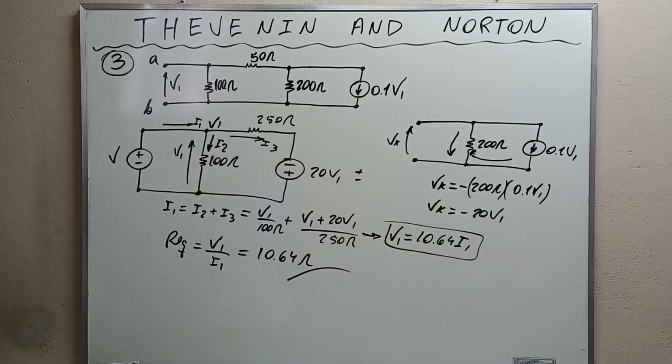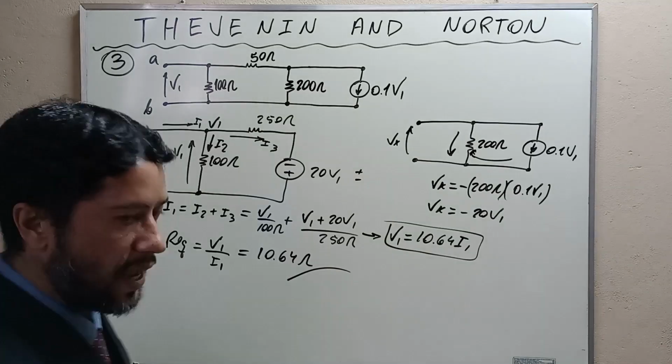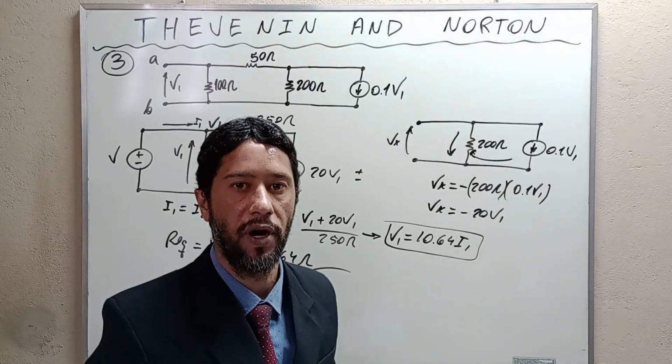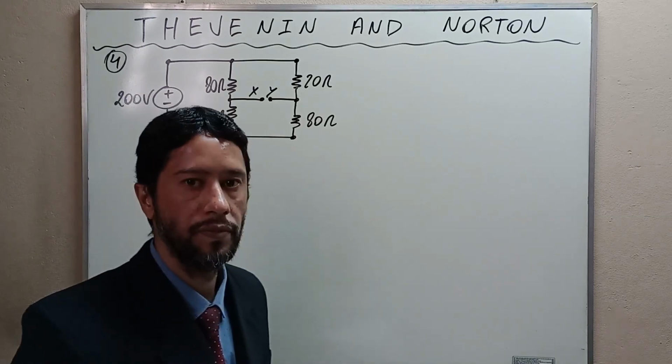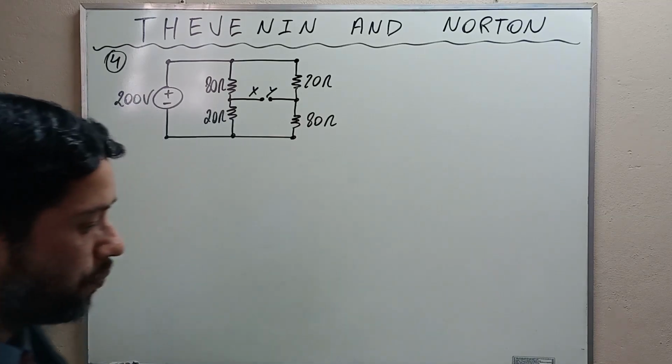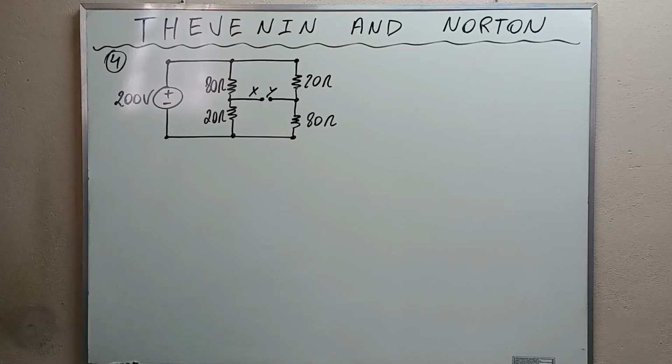This is all for exercise number 3. Let's go to the next. Let's go to exercise number 4. Exercise number 4. Find the Thevenin equivalent circuit for the network of the figure. Alright, my friends, this is the exercise. Let's go to the solution.